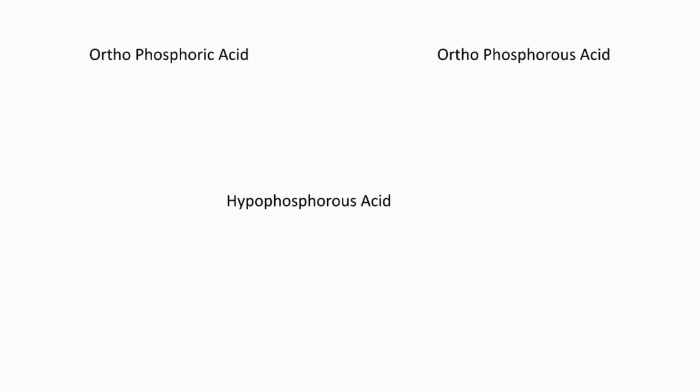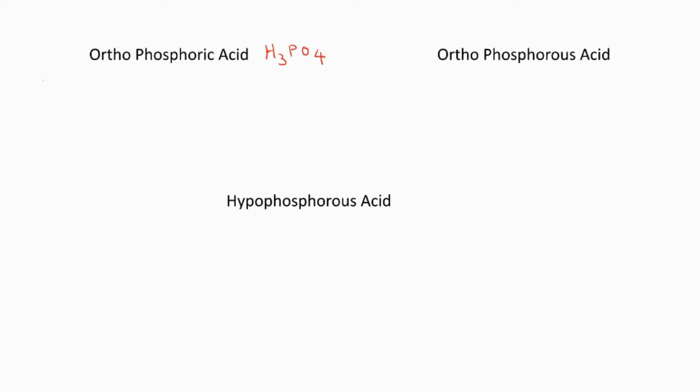You will have to draw and memorize the structure of 9 oxoacids of phosphorus. Out of that, 3 we are going to draw now. If you could memorize the structure of these 3, from this itself you can draw so many other acids also. See this one, orthophosphoric acid. You are familiar with the formula H3PO4. That is the formula for orthophosphoric acid.